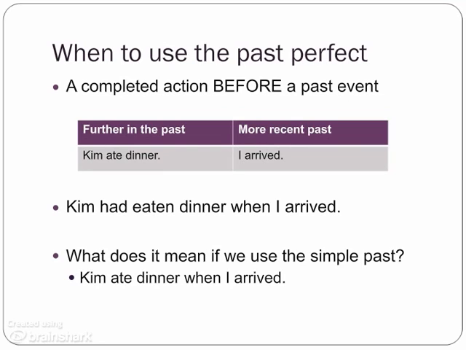Now, what does it mean if we just use the simple past? This is still grammatically correct, but it changes the meaning. If I change this to both clauses in the simple past, Kim ate dinner when I arrived. This now means that Kim waited to eat her dinner until my arrival. That means that she hadn't eaten anything until I walked in the door. So we use the past perfect tense to show that one action in the past is over when another action in the past occurs.